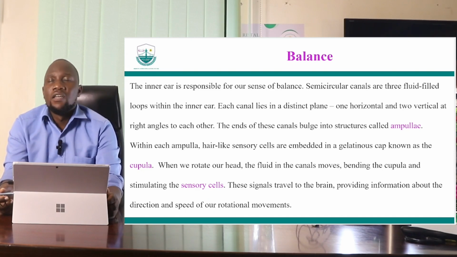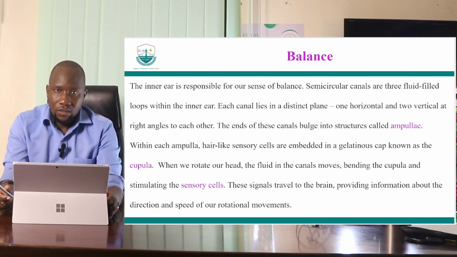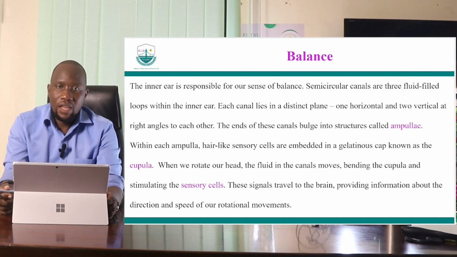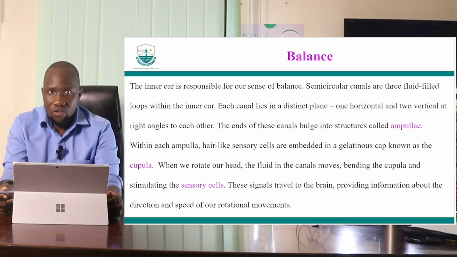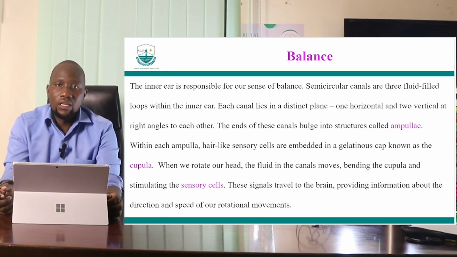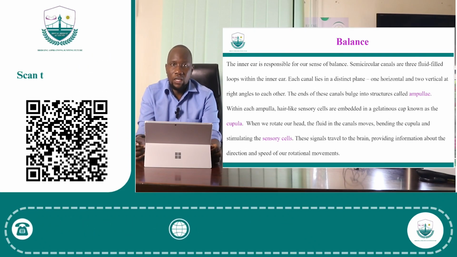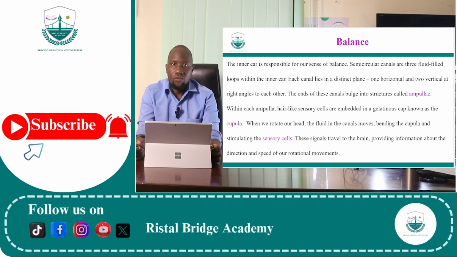Okay, when there is a rotation of the head, impulses are sent through these hair-like sensory cells in the ampullae of the semicircular canals. Okay, so these impulses are sent to the brain, and then the brain can interpret this, and then other impulses can be sent to either move the head or to maintain the position of the head. Okay, so that is what happens with the rotational movement. When you rotate your head, the hair-like sensory cells in the semicircular canals will be stimulated, and then impulses will be sent to the brain, and then the brain will interpret, okay, the direction of the rotational movements.